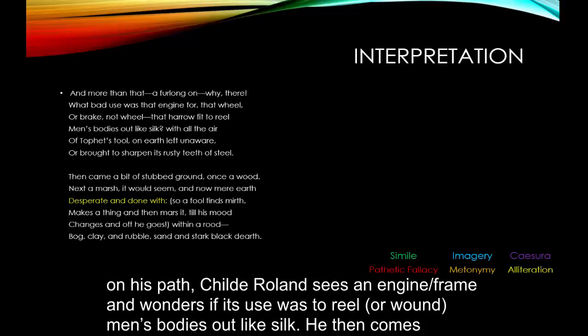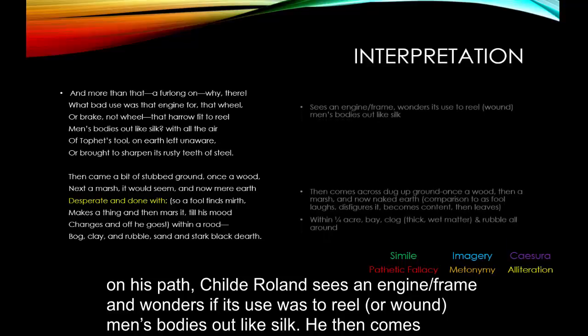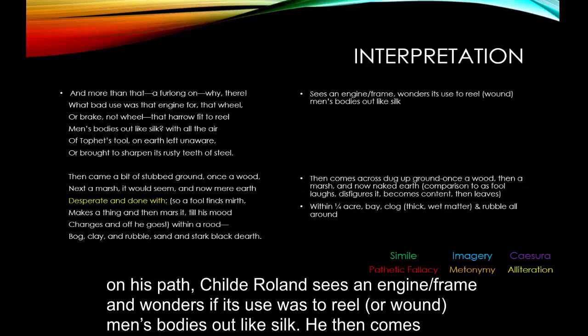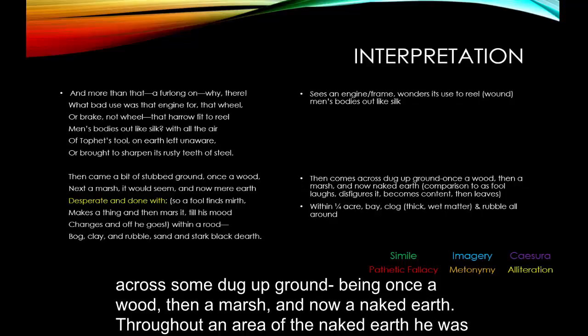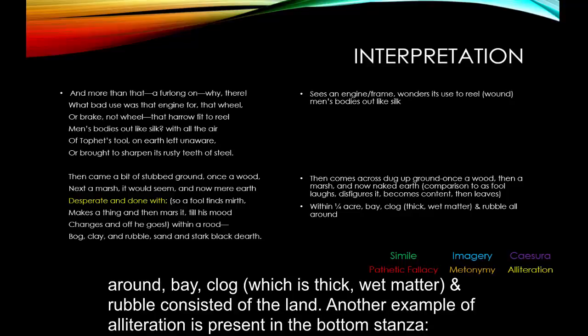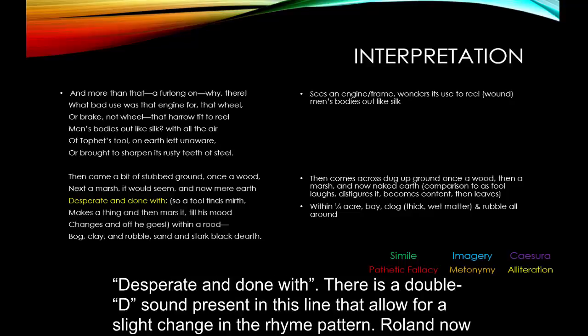Continuing on his path, Childe Roland sees an engine or frame and wonders if its use was to reel or wound men's bodies out like silk. He then comes across some dug-up ground, being once a wood, then a marsh, and now a naked earth. Throughout an area of the naked earth he was around, bay, clog, which is thick wet matter, and rubble consisted of the land. Another example of alliteration is present in the bottom stanza, "desperate and done with." There is a double D sound present in this line that allows for a slight change in the rhyme pattern.